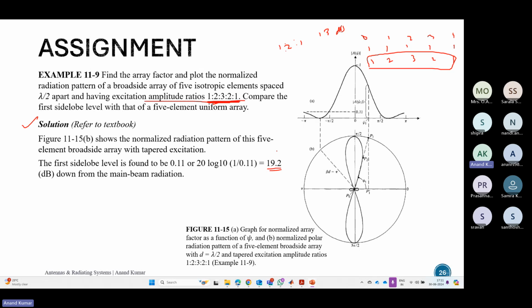Which is almost 7 dB improvement from the regular power distribution.